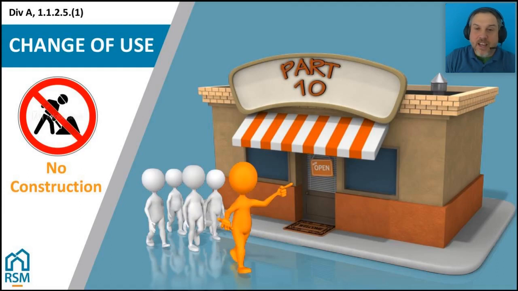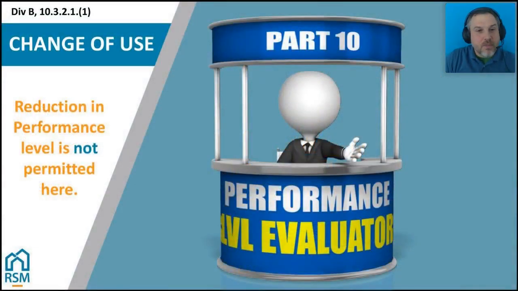So all these people in line, no construction. When we get into the Part 10 house, we have this guy, he's called the performance level evaluator. And what he does is he asks specific questions in order to find out if they're allowed to stay in the Part 10 house and get that change of use Section 10 permit. But guess what? A reduction in performance level is not permitted in the Part 10 house. Definitely not permitted. As soon as you have that issue, you are going to be kicked out.